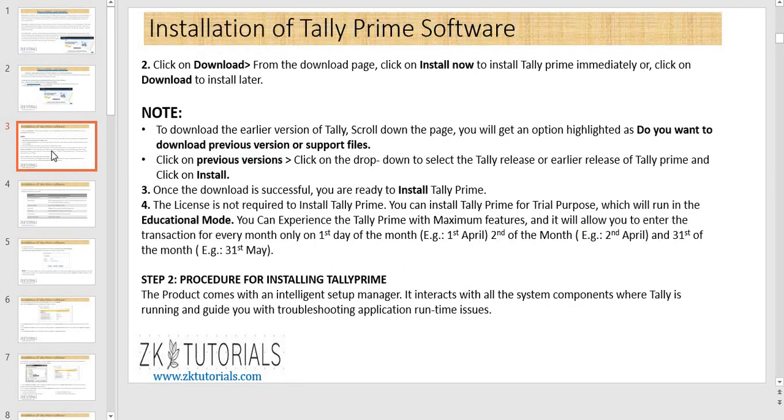So in the second step, I will click on download from the download page as I showed in the practical. Click on install now to install TelePrime immediately, or click on download to install later. Note: to download an earlier version of TelePrime, scroll down the page. You will get an option highlighted as do you want to download previous version or support files? Click on previous versions and then click on the drop down to select the Tele release or earlier release of TelePrime and click on install.